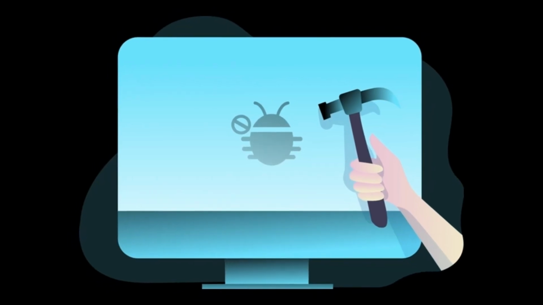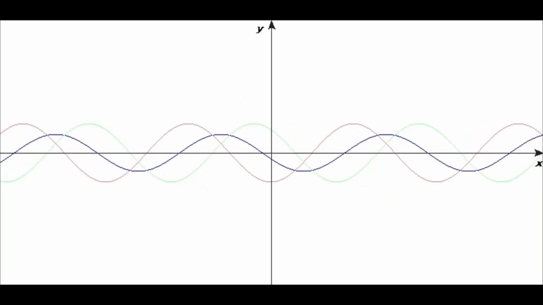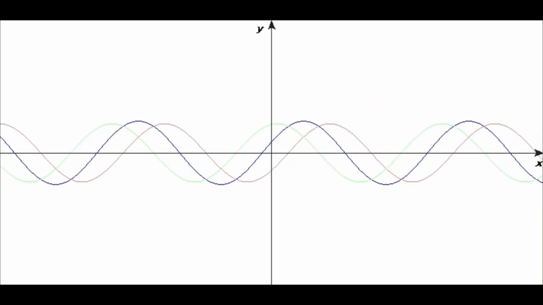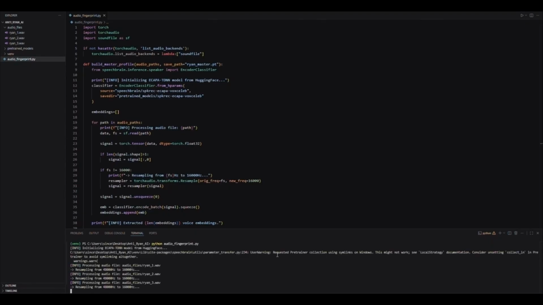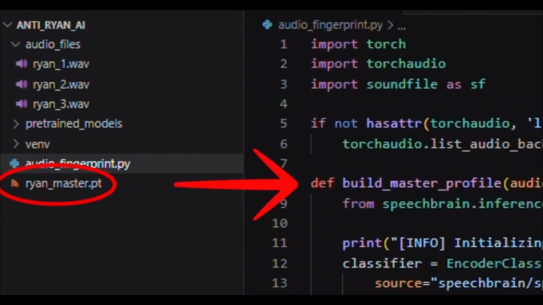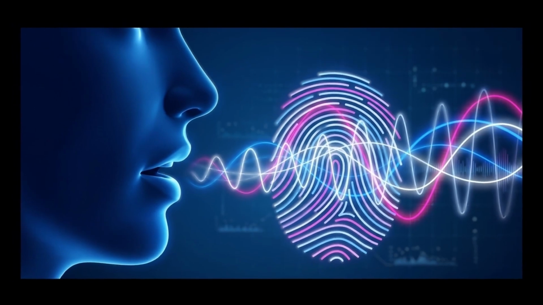With the bug fixed, let's download our massive speaker verification model from HuggingFace. It's trained on hundreds of thousands of voices and practically knows the anatomy of human vocal cords. Now let's feed Ryan's audio into it. And here is our output. It converted the voice into a 192-dimensional math array, also known as embedding vector. Basically, we just got Ryan's voice fingerprint.